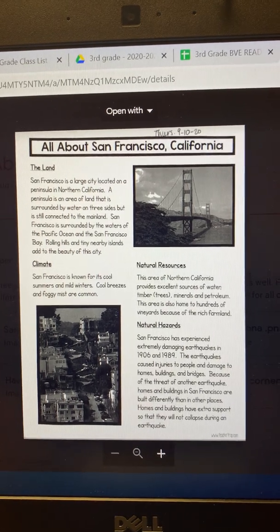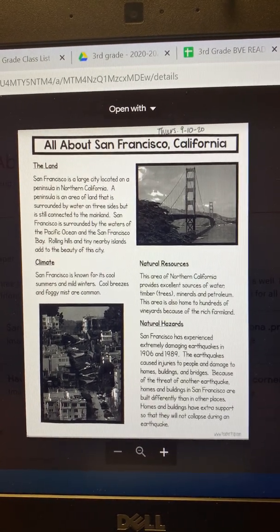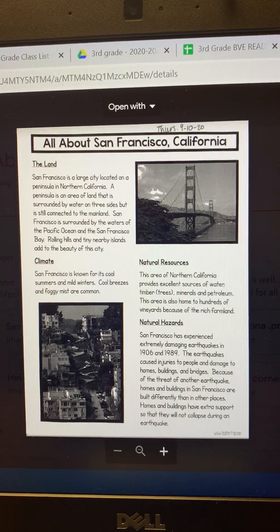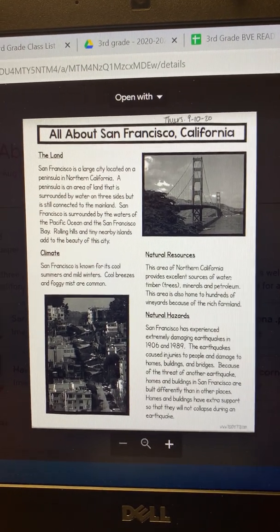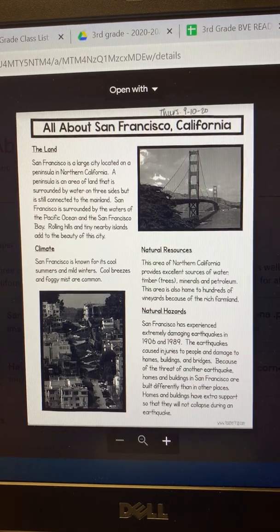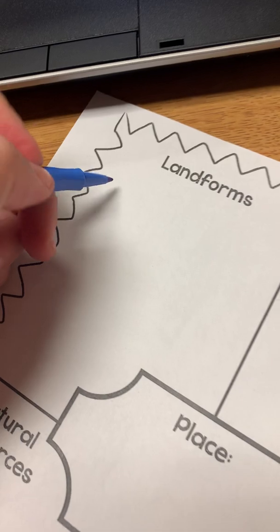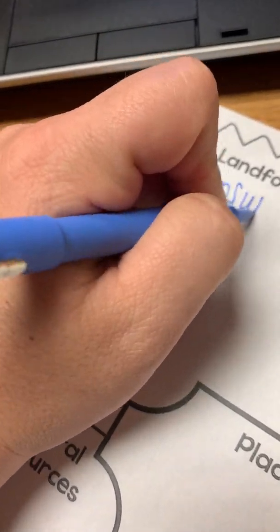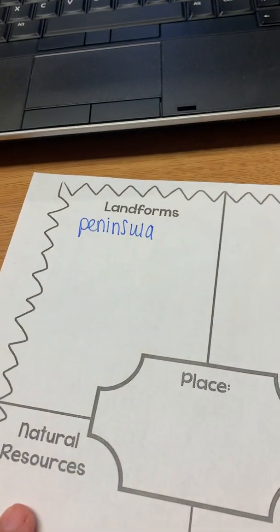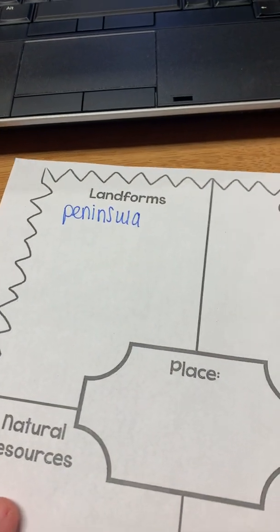So, whoa, that land is made out of a lot of stuff. So if I go through here and I look, okay, let's see. I'm looking for landforms. It's a large city located on a peninsula. A peninsula is an area of land. So, okay, on my sheet, I'm going to put peninsula. Okay, that is one that was in the passage.